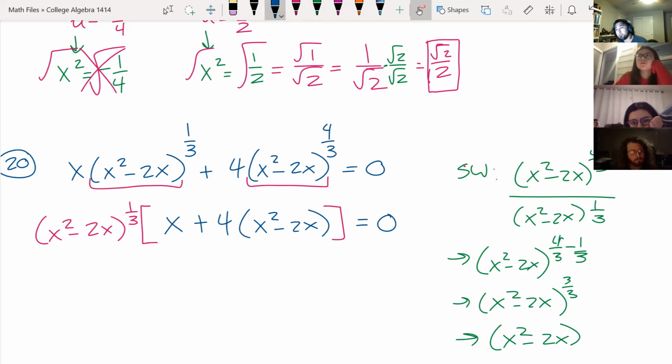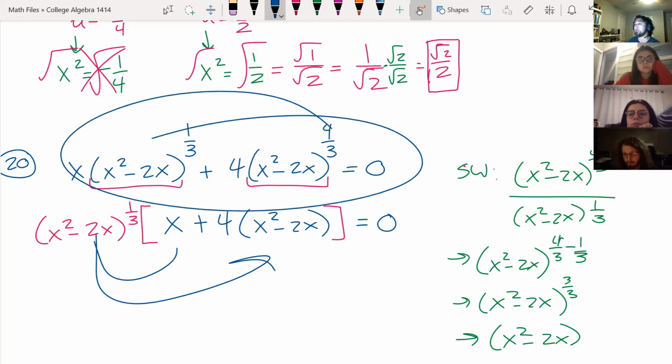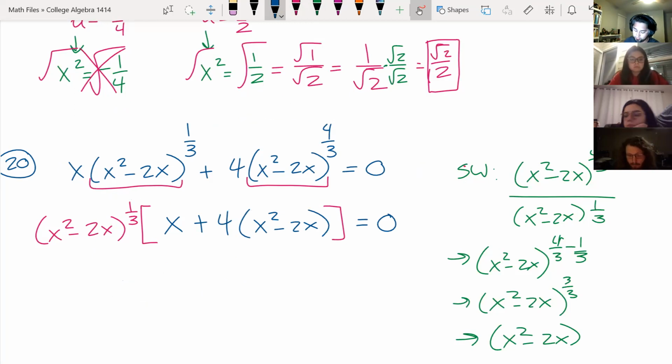How's that? It makes sense. All right. And just know, if you ever need to check your factoring process, just distribute it back in. And if you get back to the original problem, you have factored it correctly. Okay. So now we have a lot of cleaning up to do, right?